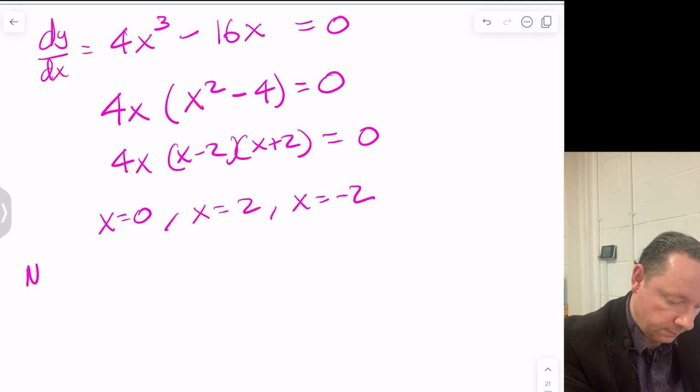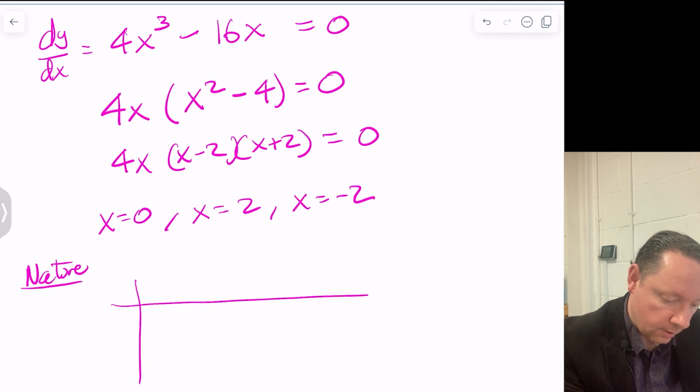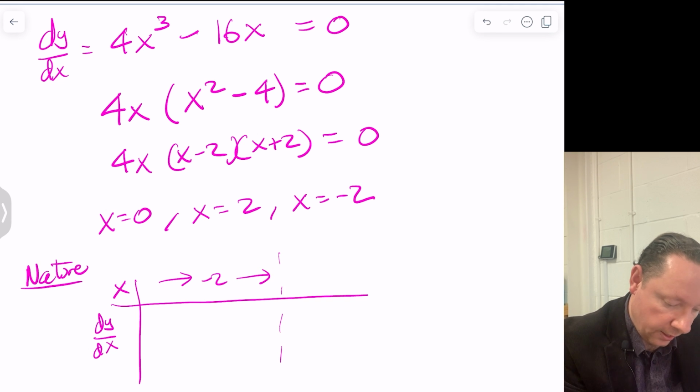So for nature, I usually do a nature table. So we've got x and then dy by dx. And I'm going in the vicinity of minus 2. And I usually do them as separate ones, in the vicinity of 0, even if I use the same number, and in the vicinity of 2.